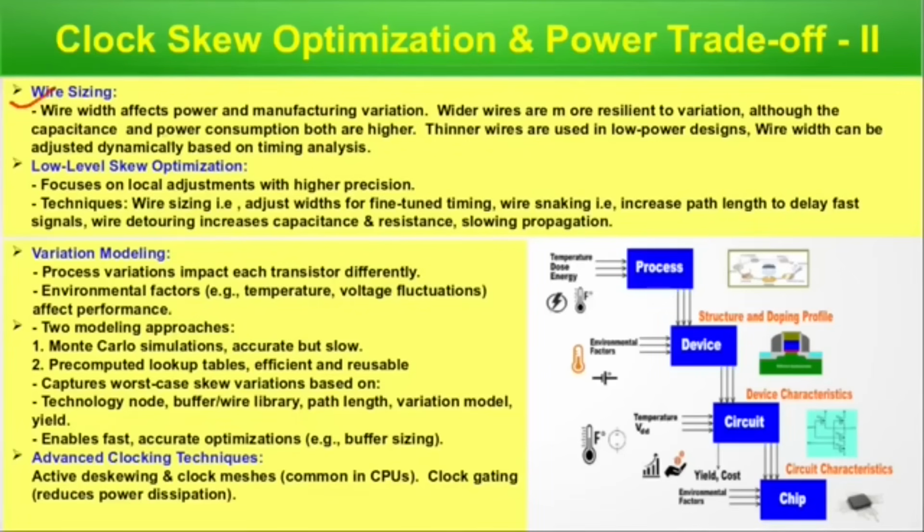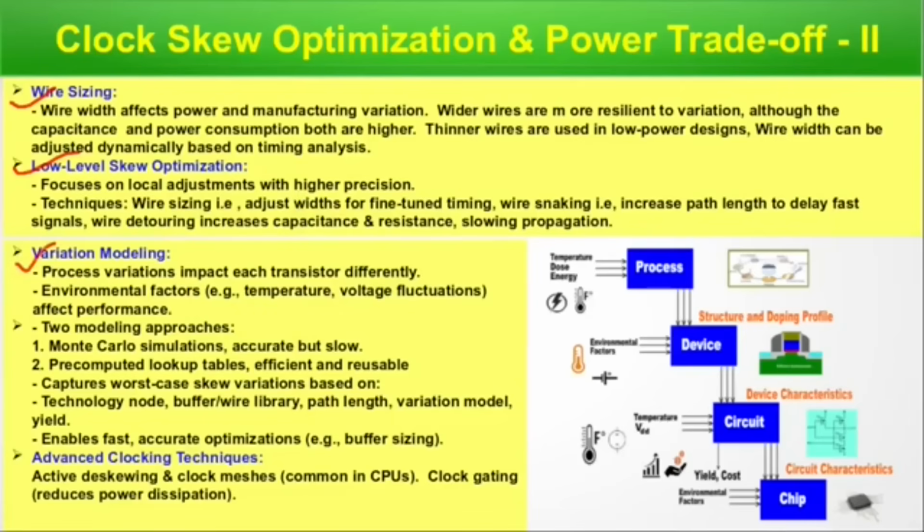Wire sizing: wire width affects power and manufacturing variation. Wider wires are more resilient to variation, although the capacitance and power consumption are both higher. Thinner wires are used in low power designs where width can be adjusted dynamically based on timing analysis. Now, low level skew optimization focuses on local adjustment with higher precision. Techniques: wire sizing, that is, adjusting width for fine-tuned timing. Wire snaking, that is, increasing path length to delay fast signals. Wire detouring increases capacitance and resistance, so that slows down the propagation.